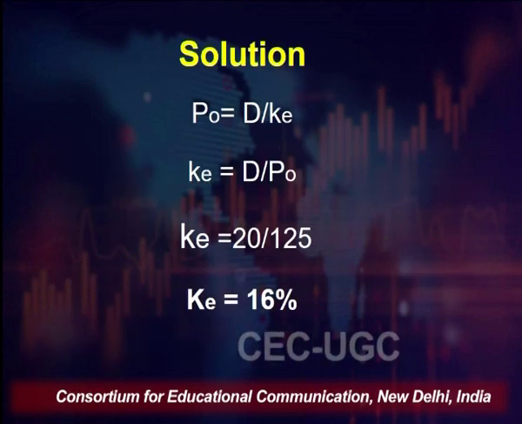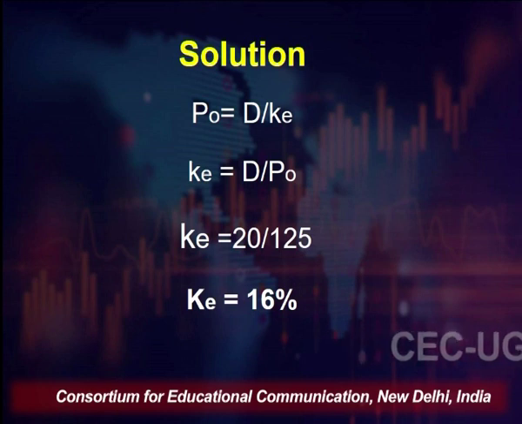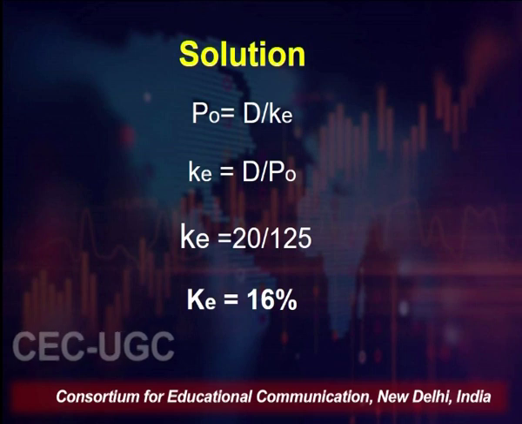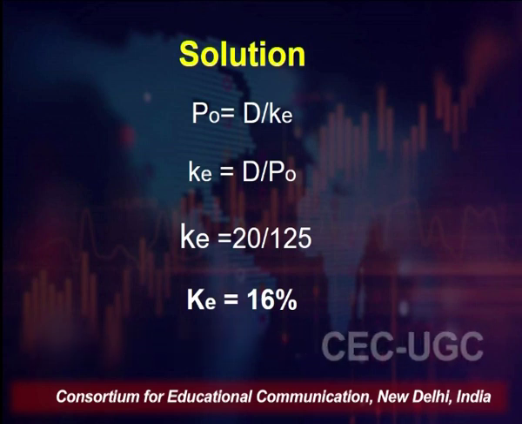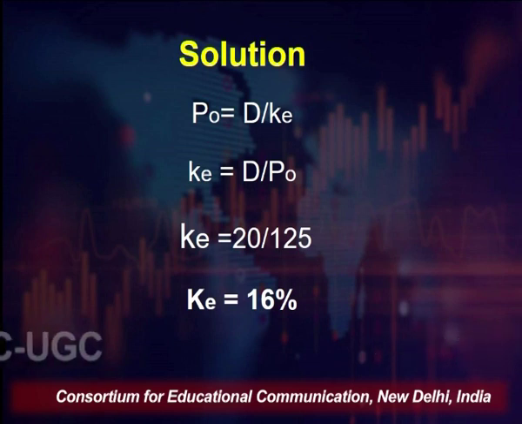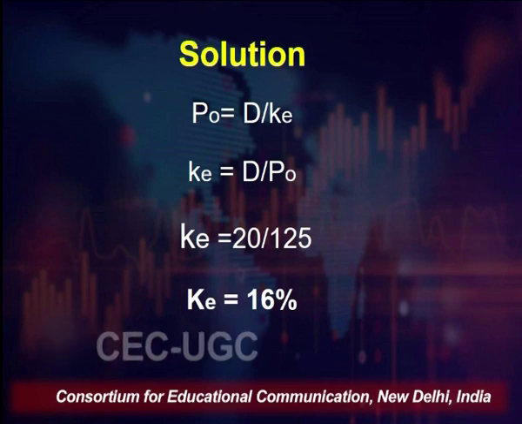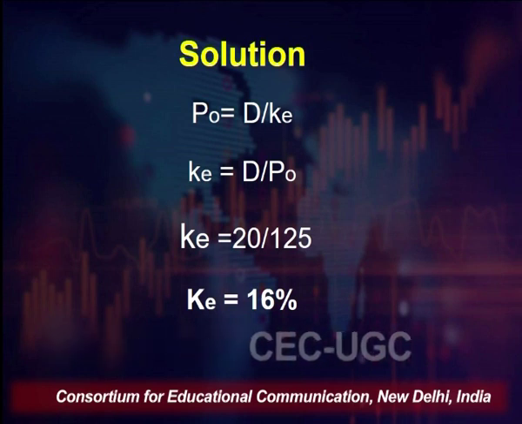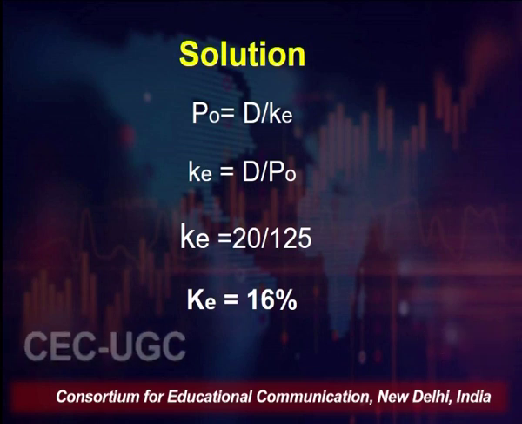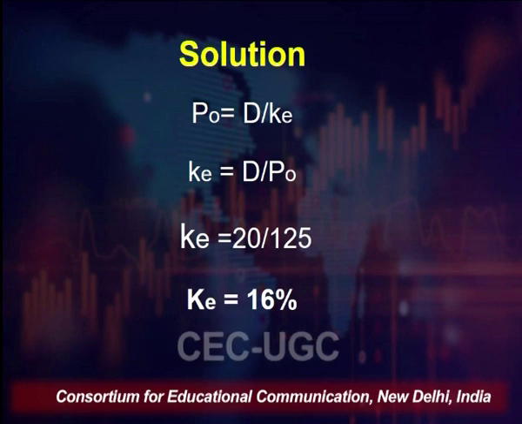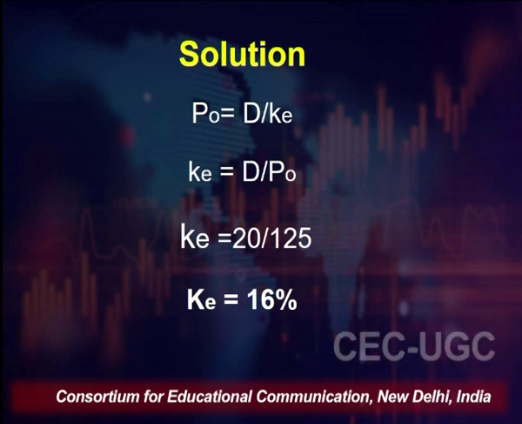Simply placing the values in the very first equation that was shown in case of zero growth, where P0 is equal to D upon KE. By shuffling this equation, I can calculate KE as D divided by P0 or D1 divided by P0. So, D1 here is 20 divided by P0, P0 is 125. We have seen the current market price of the share which was mentioned in the question, and KE, the cost of equity, in this case is 16%.